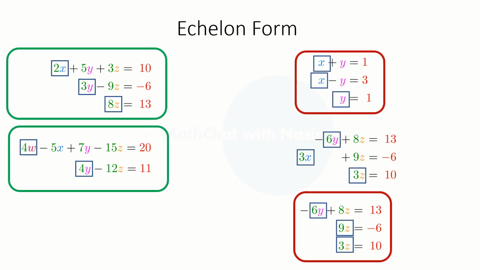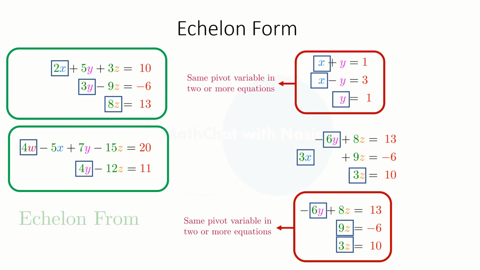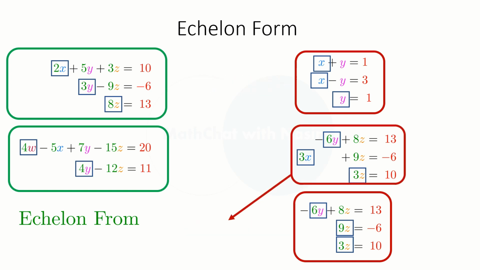If you compare these four systems of linear equations, you see that each equation has a different pivot variable in each row in the first two systems of linear equations. However, these two systems do not have a distinct pivot variable in each equation. The system of linear equations having distinct pivot variables is called the echelon form. There is one more condition for a system of linear equations to be an echelon form. Although this system of linear equations has a distinct pivot variable in each equation, this is not an echelon form.